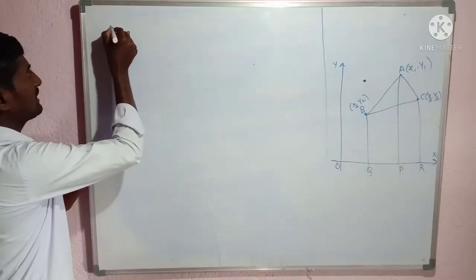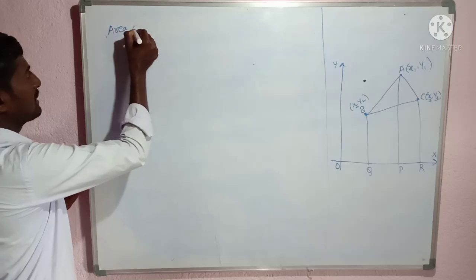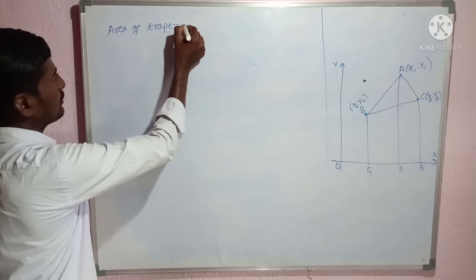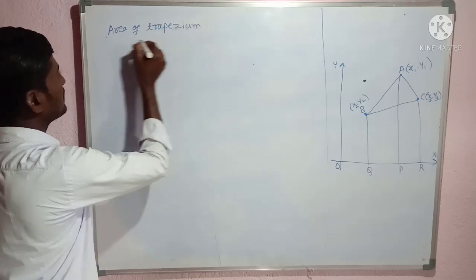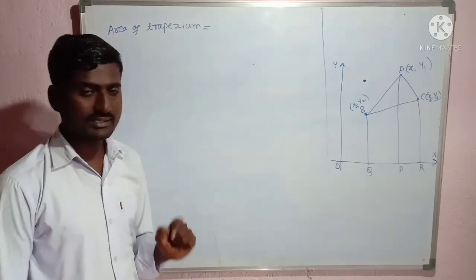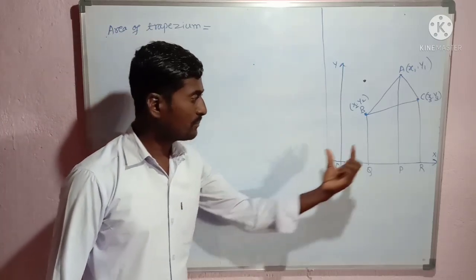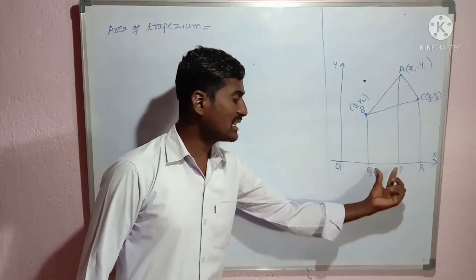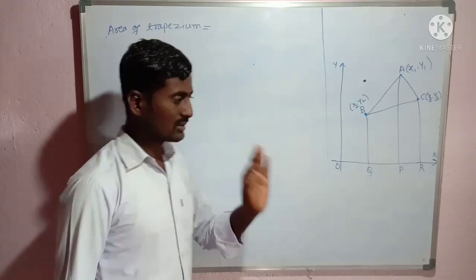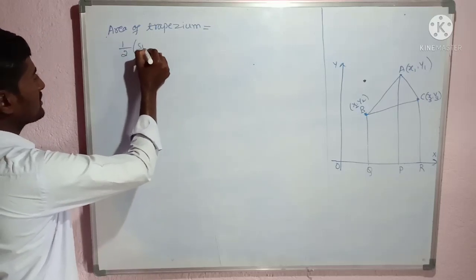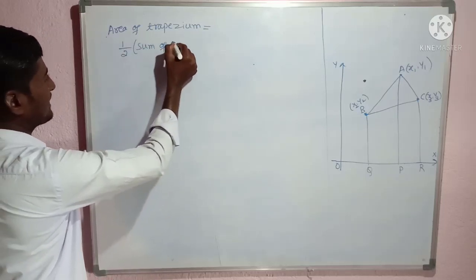Now let us write the area of trapezium. You must know this formula. So what is the area of the trapezium? So already we know it. That is 1/2 into sum of the parallel sides into distance between the parallel sides. So I'll write it now directly. 1/2 into sum of parallel sides.